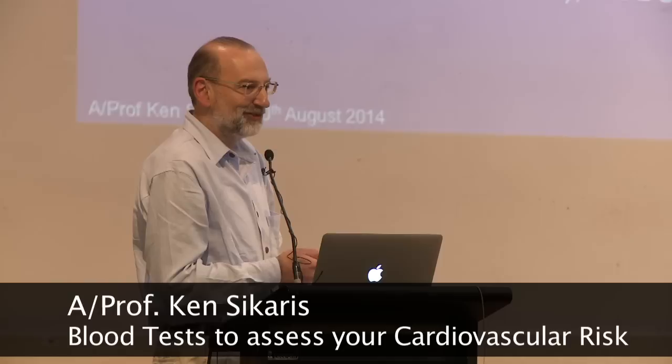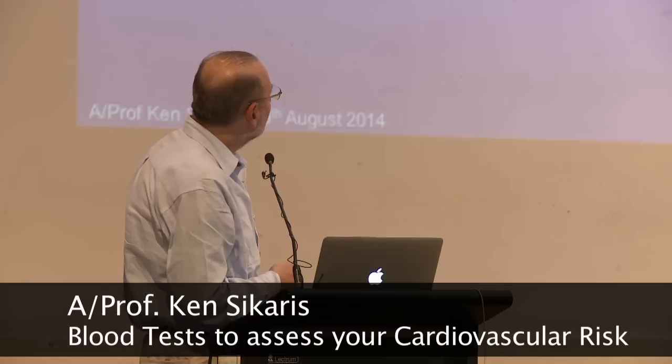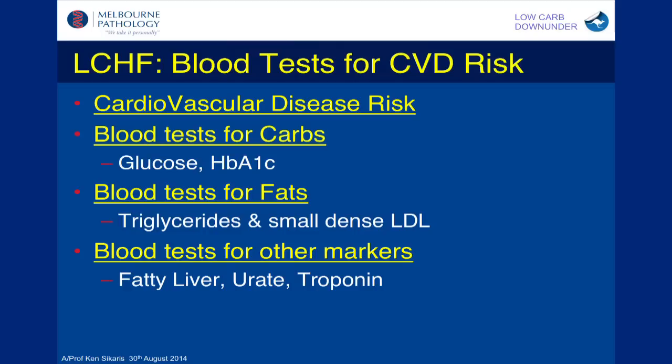Yes, I do like numbers, I like pathways, but I live in the real world. This is the real world of blood tests for patients. And so what I'm going to talk about is a bit about the risk markers we conventionally used, and then two groups of tests, the blood test for sugar and carbs, and the blood test for fats, and just some other blood tests that you should be interested in.